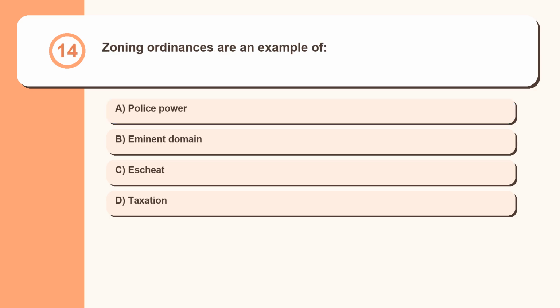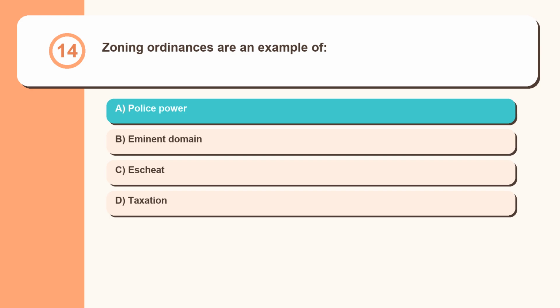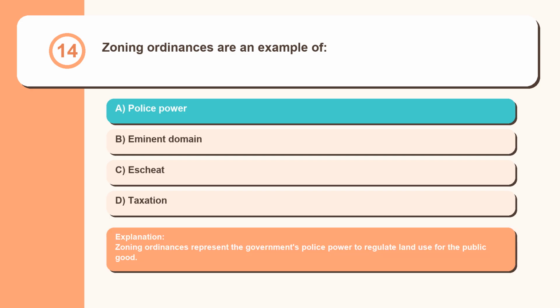Question 14. Zoning ordinances are an example of police power, eminent domain, escheat, taxation. Zoning ordinances represent the government's police power to regulate land use for the public good.